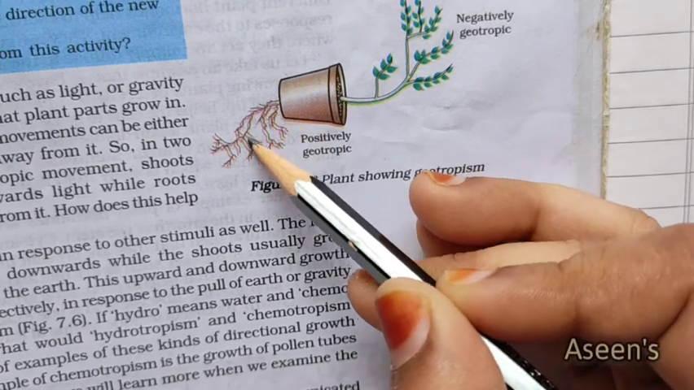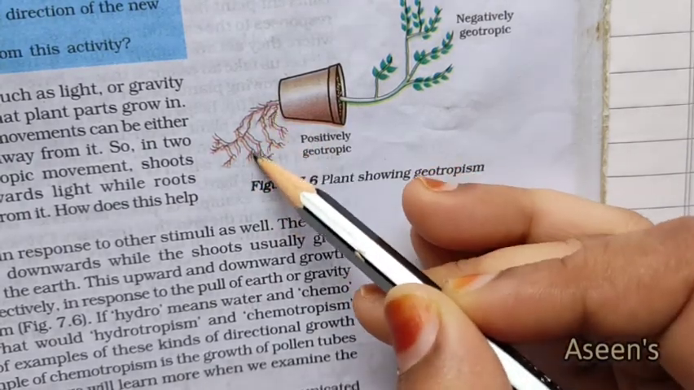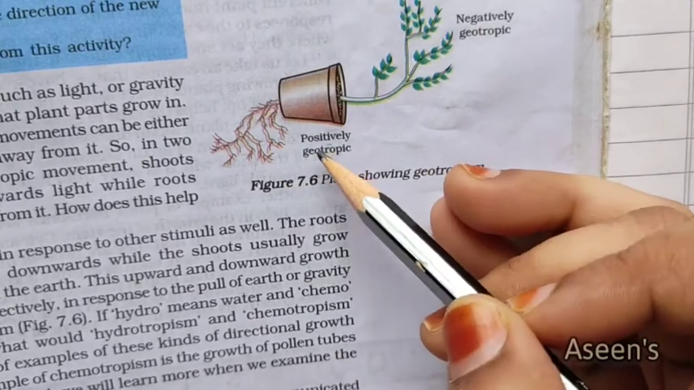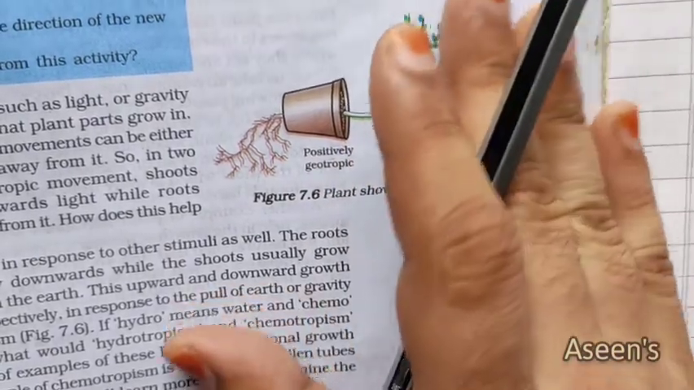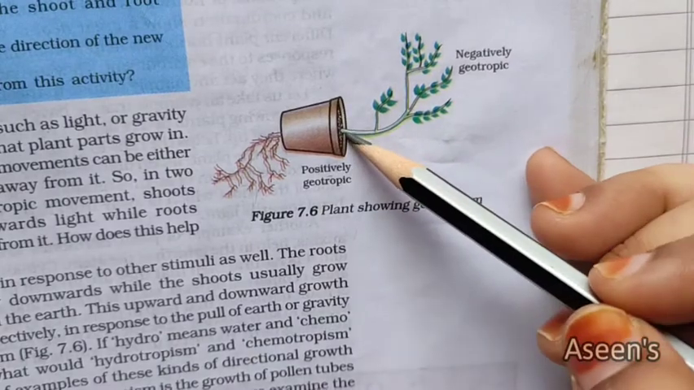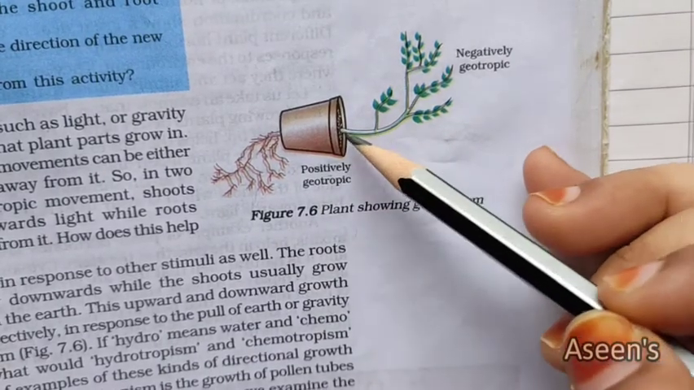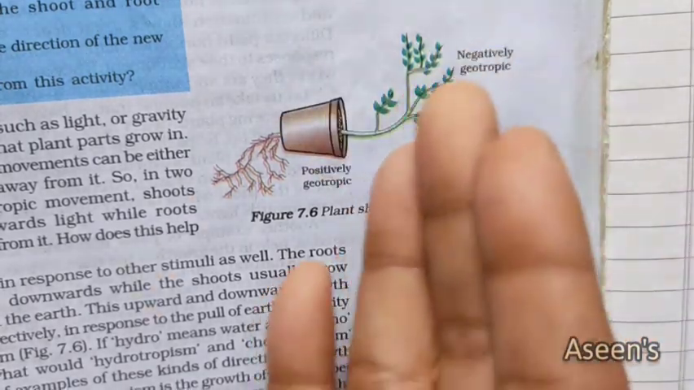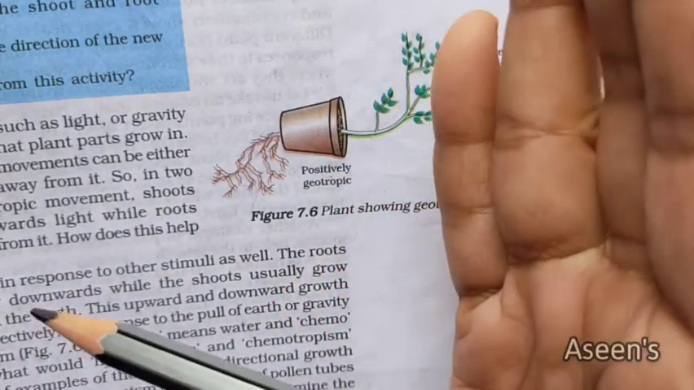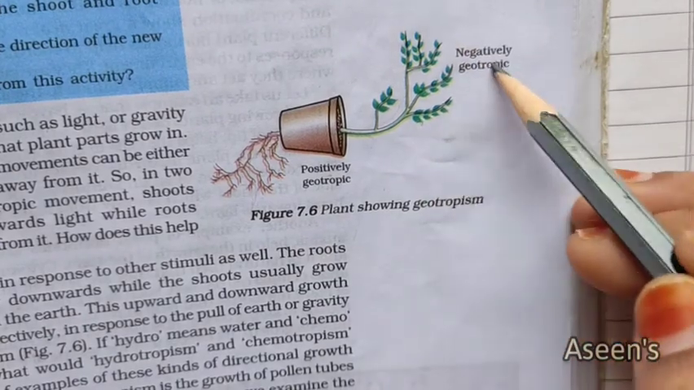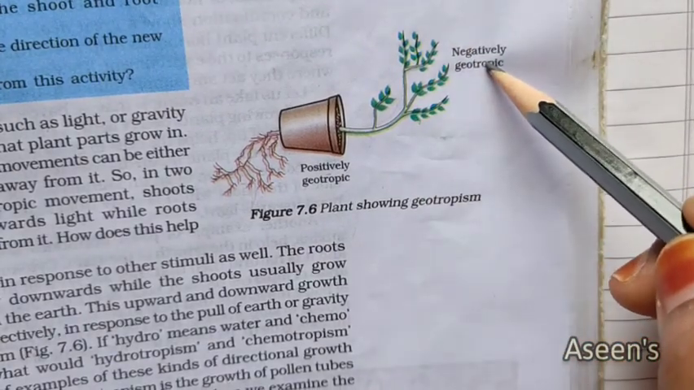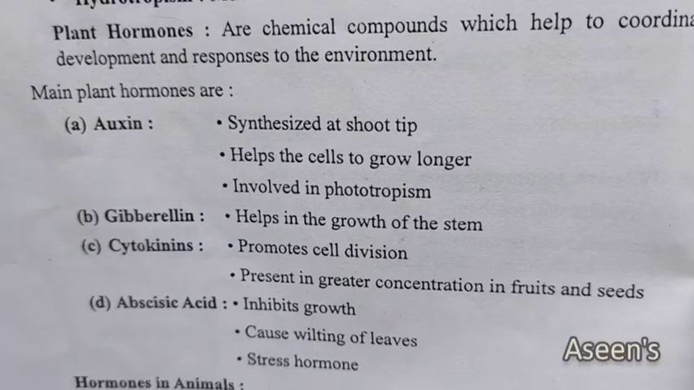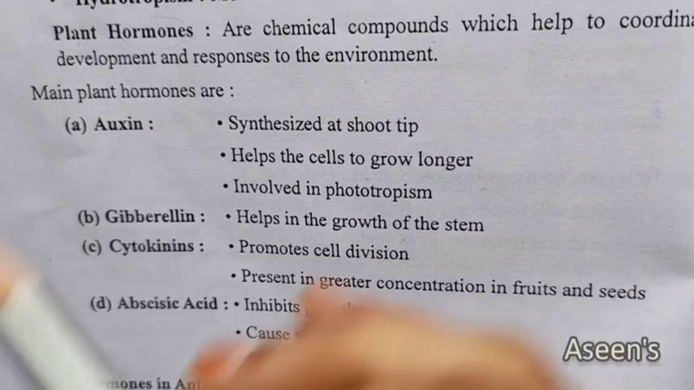Roots grow towards the direction of gravity, that is, they grow downwards. Hence, we call it geotropism, positive geotropism. Then if we take the example of the stem part of the plant, they tend to grow above the ground level. That is, they try to grow against the direction of gravity. Hence, this falls under negative geotropism. That's about geotropism. Next, we are going to talk about plant hormones.